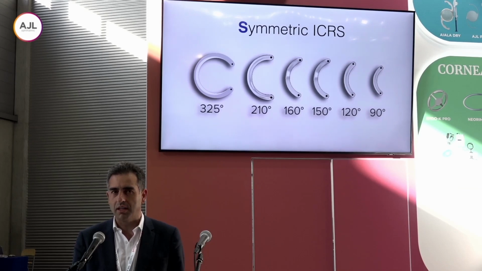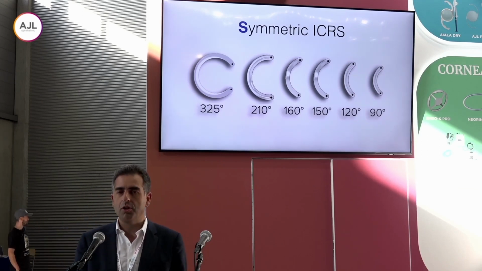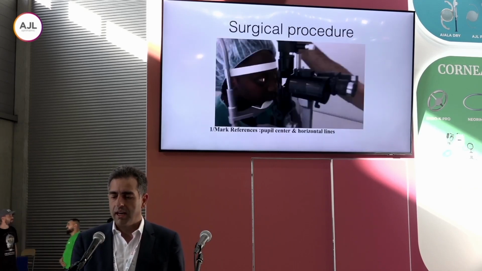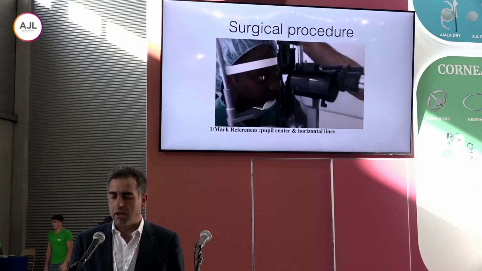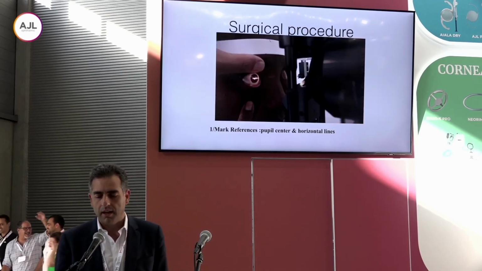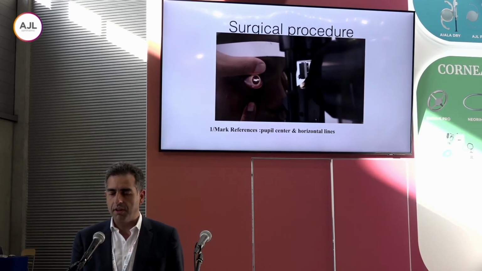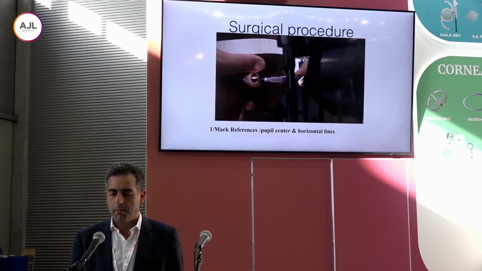So previously we had symmetric intracorneal ring segments, which was the first version of the corneal rings, and the procedure was very easy. In my practice, I start with the marking of the pupil in front of a slit lamp.